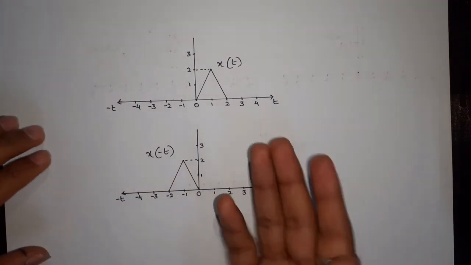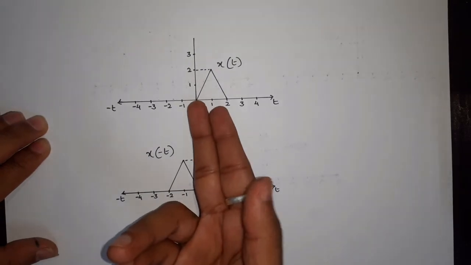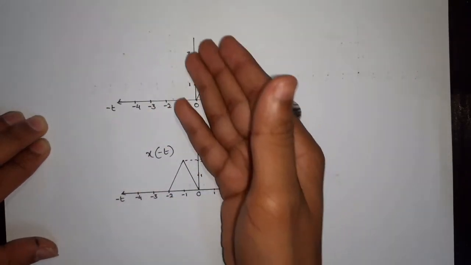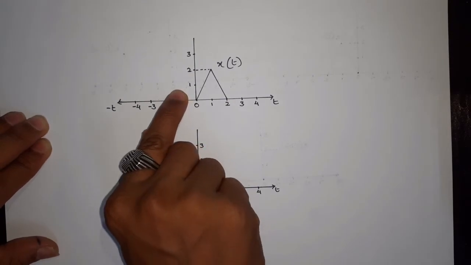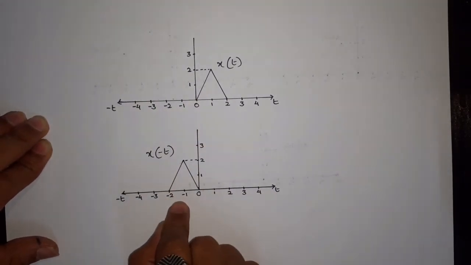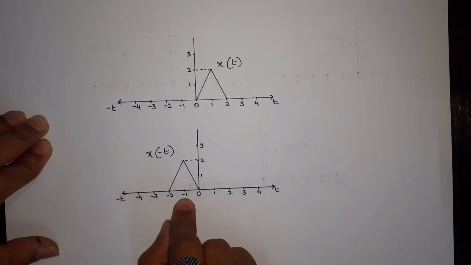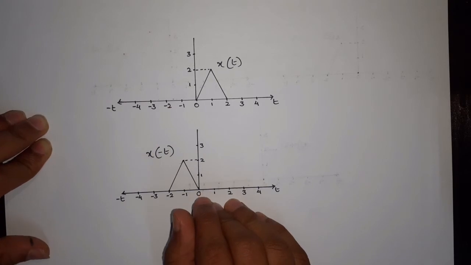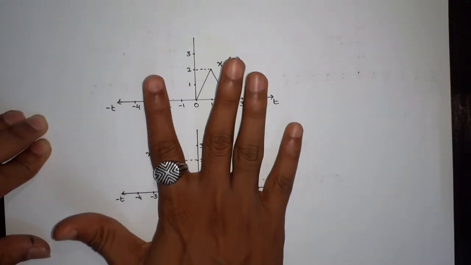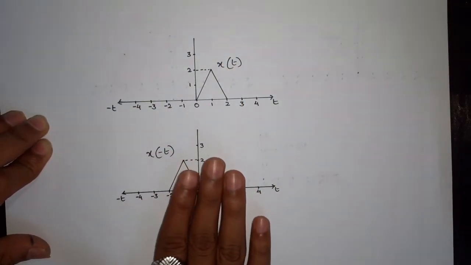Just remember that if you fold this with respect to the amplitude axis and rub the sheet, whatever mirror image appears on the other side of the axis will be your time folded version. Hope you are getting the idea behind the time folded version. If not, we are going to solve a few more problems on this.